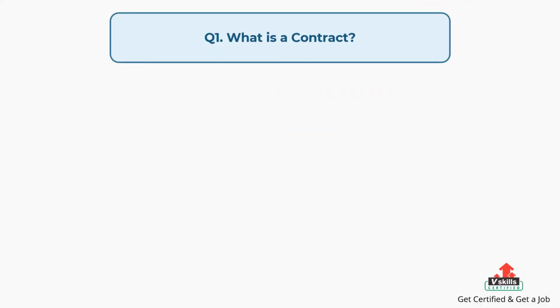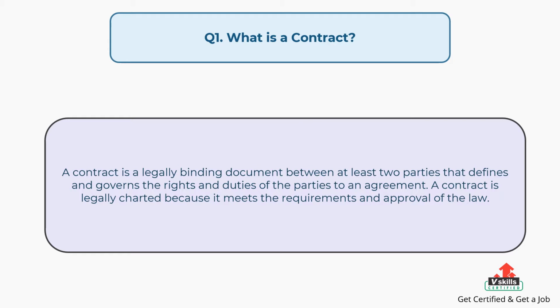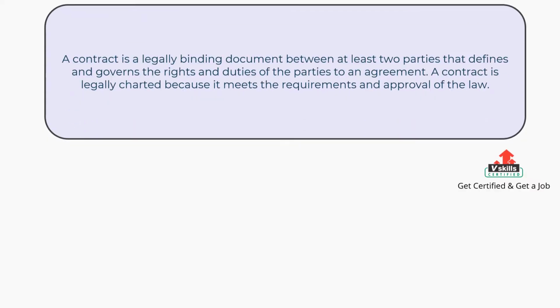What is a contract? The answer is, a contract is a legally binding document between at least two parties that defines and governs the rights and duties of the parties to an agreement. A contract is legally chartered because it meets the requirements and approval of the law.